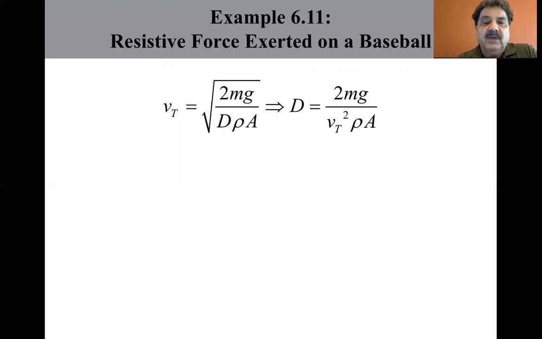So the equation for terminal velocity was Vt equals the square root of twice the mass times the gravitational acceleration divided by the drag coefficient times the density of air times the area. So if we solve for D, we square both sides and get Vt squared equals 2mg over D rho A. Then we switch D and Vt squared, and D is equal to 2mg divided by Vt squared times rho times A.